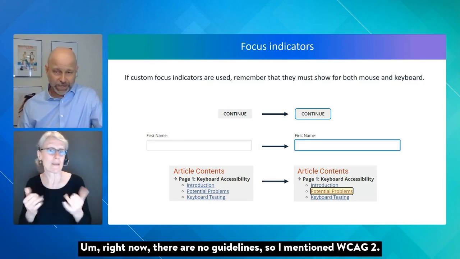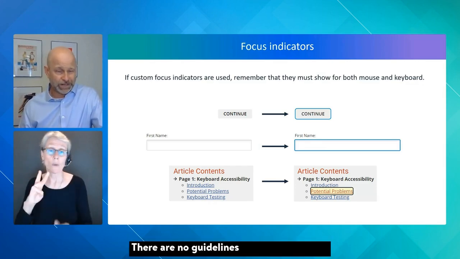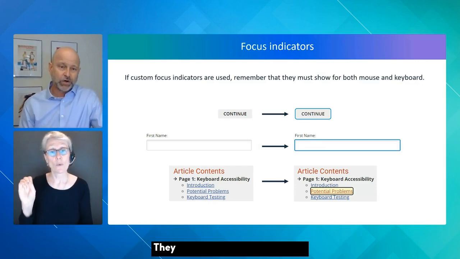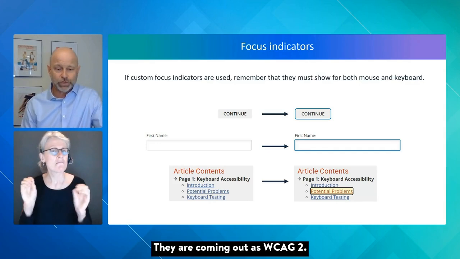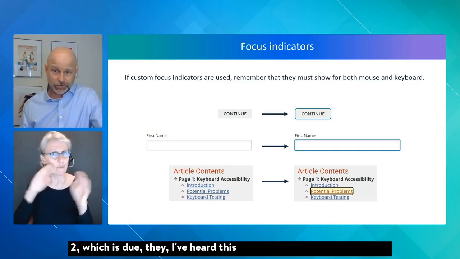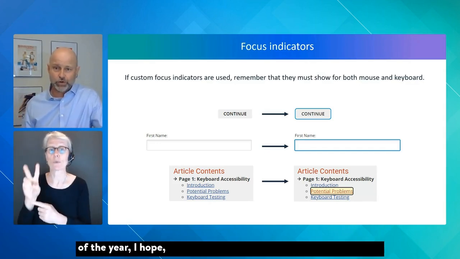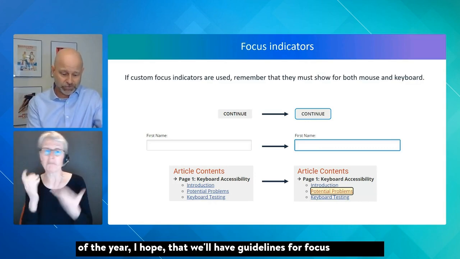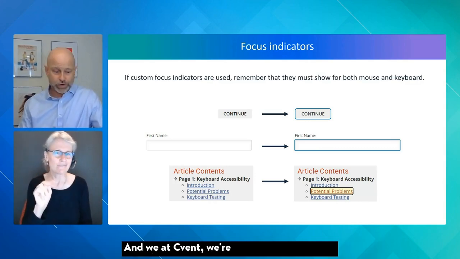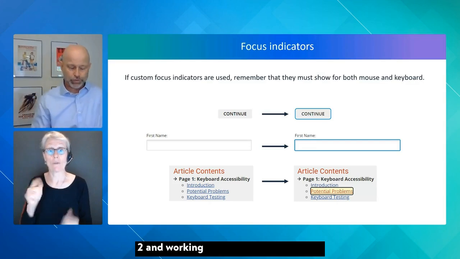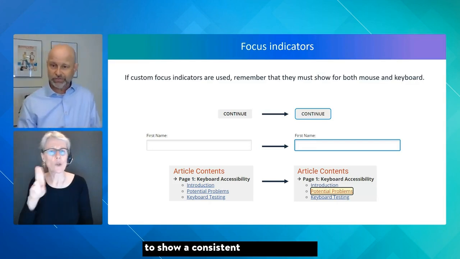So I mentioned WCAG 2.1. There are no guidelines that specify focus. They are coming out in WCAG 2.2, which is due, I've heard, this summer, but let's say by the end of the year, I hope, that will have guidelines for focus indicators. And we at Cvent, we're already researching 2.2 and working with our UX team on how to show a consistent focus indicator.